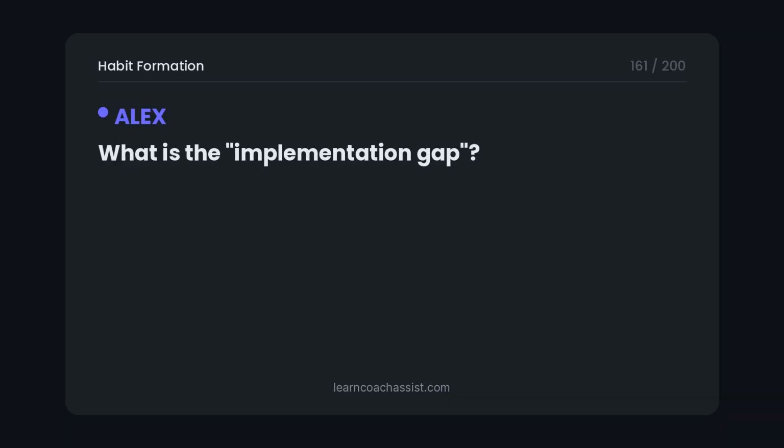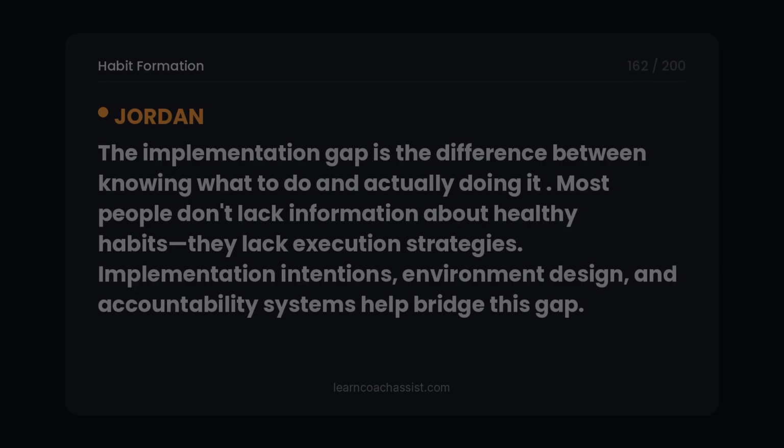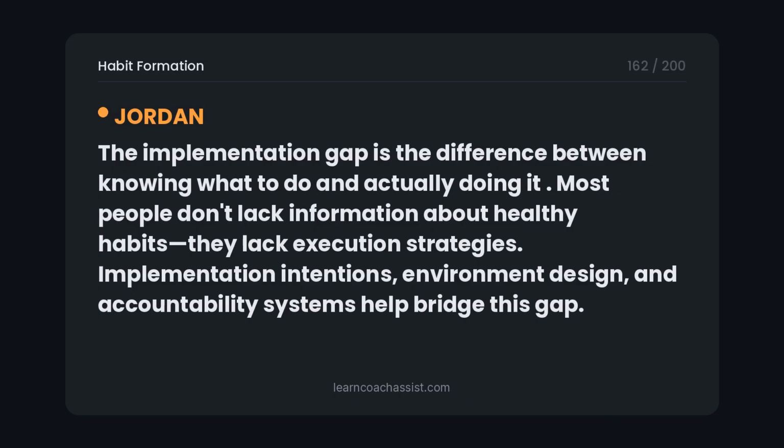What is the implementation gap? The implementation gap is the difference between knowing what to do and actually doing it. Most people don't lack information about healthy habits, they lack execution strategies. Implementation intentions, environment design, and accountability systems help bridge this gap.